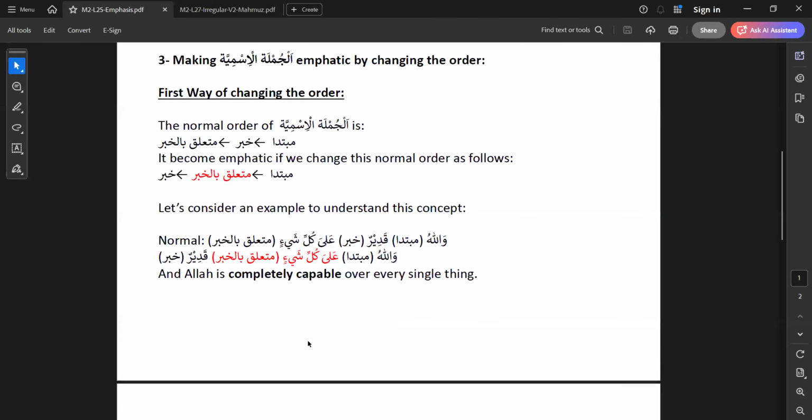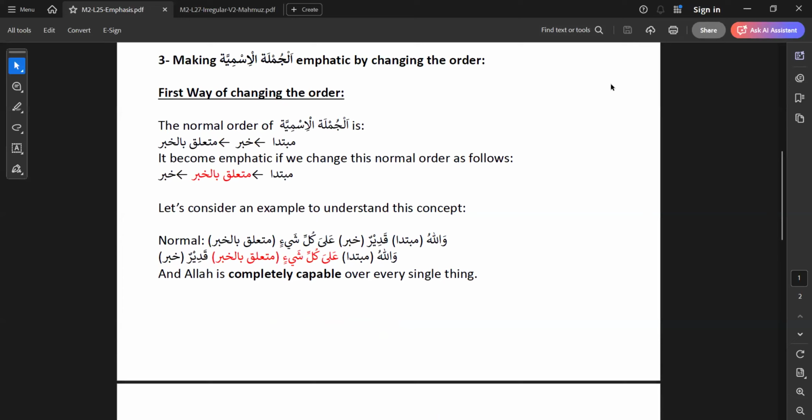Who's already? Let me see a show of hands. Who wasn't aware of this or forgot that this changing of the order, for example, with this particular muta'alliq bil khabar, the changing of the order. Okay, alhamdulillah. Yeah, I remember that.